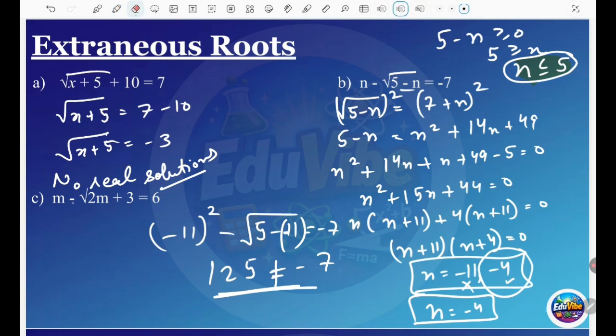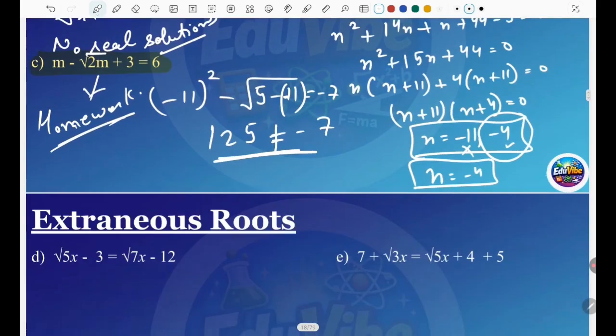And this C part is for homework. You have to solve it by yourself, and when you solve it, put your answer in the comment box and I will give you the right answer for this. So this is for your homework, and this is like root 2m. You have to solve this by your own. This is your homework. Done.